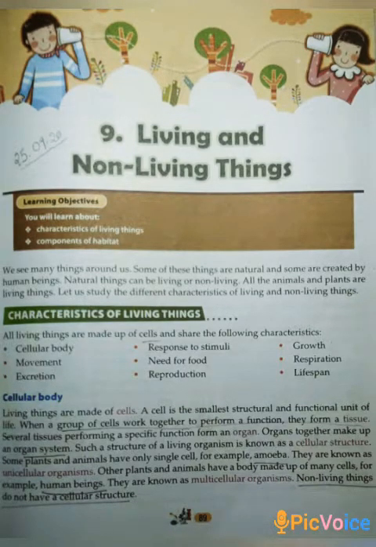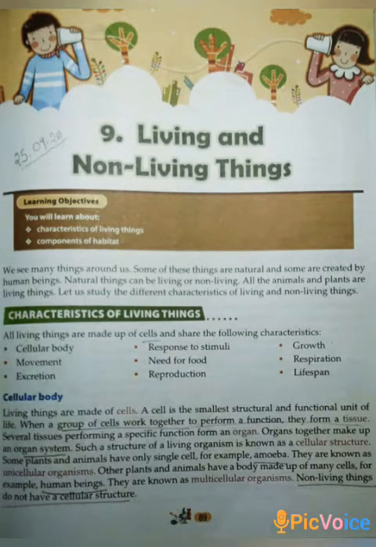All living things are made up of cells and share the following characteristics. They are cellular body, movement, excretion, response to stimuli, need for food, reproduction, growth, respiration, lifespan. So children, first we discuss cellular body.